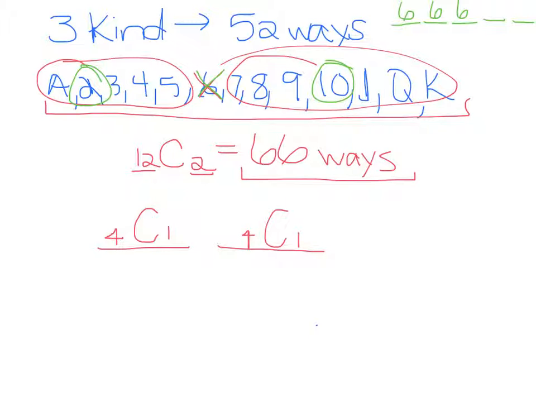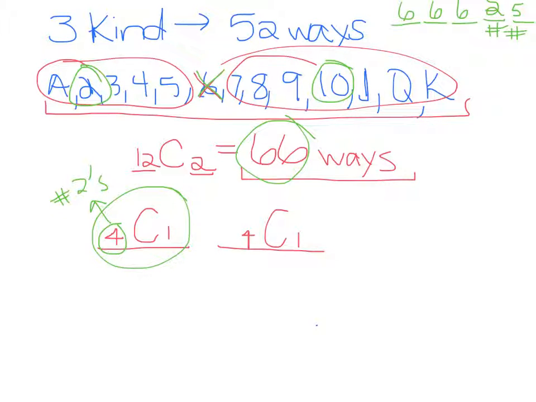And so these 2 slots have to be different numbers right here. These 2 slots cannot be the same number. But I am going to pick two numbers from this list, and we figured out we had 66 ways to do that. Once I choose what numbers are going to be here and here, so let's say a 2 and a 10, there are 4 2s in my deck, and I only want to take one of them.